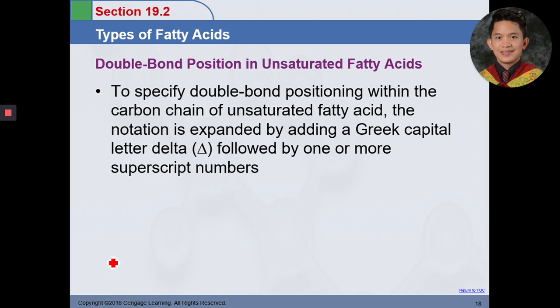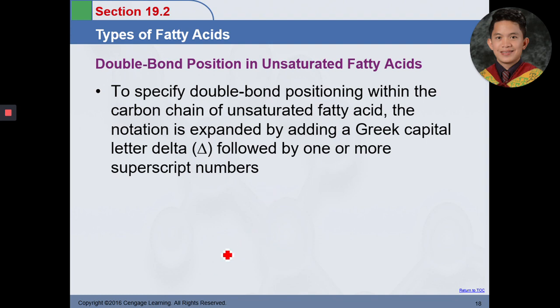Now furthermore, to specify the position of the double bonds present in the structure of that unsaturated fatty acid, we use the Greek capital letter delta, this one, which looks like a triangle, followed by one or more superscript numbers. Again, the Greek capital letter delta tells us the exact position of the double bonds present in your chain of unsaturated fatty acids.